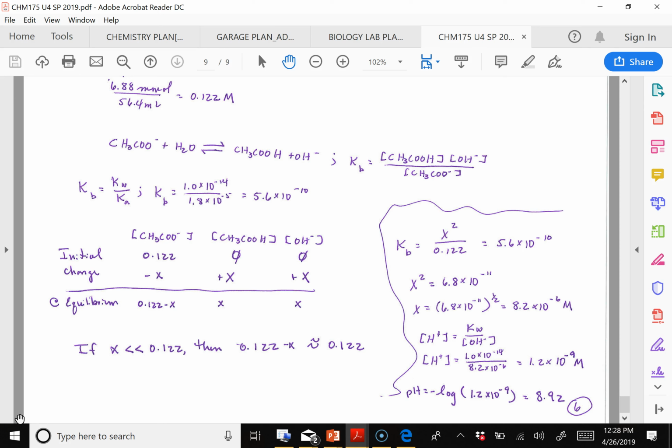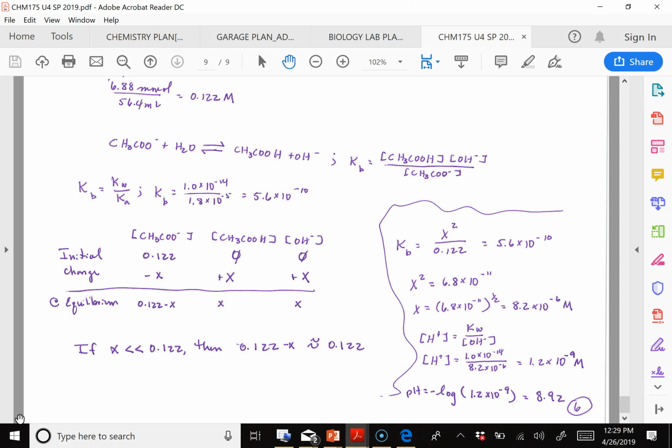So we need an ICE table. In our ICE table, we have the molar concentration of acetate ion. Initially, no acetic acid or hydroxide. Negative x, plus x, plus x. A simplifying assumption is applied, assuming that x is significantly small relative to the molar concentration of the acetate ion. Then this term actually becomes essentially 0.122.